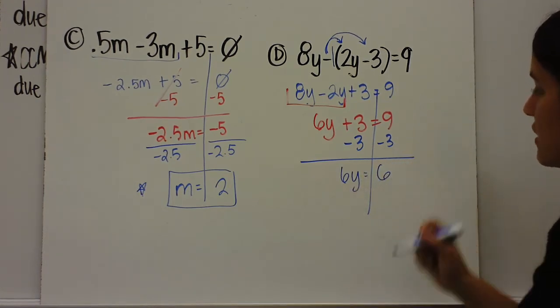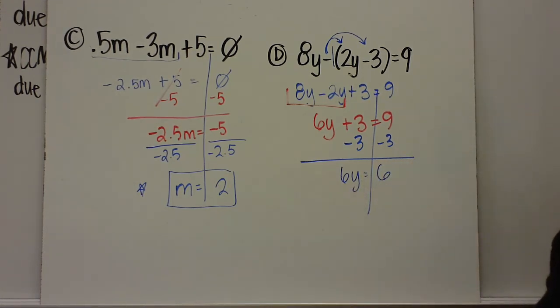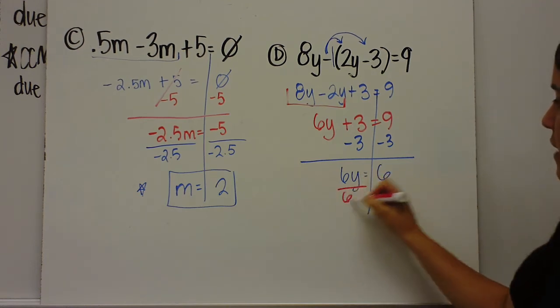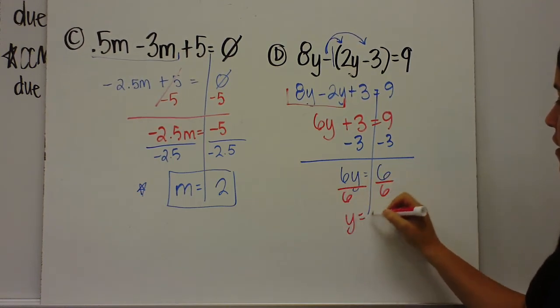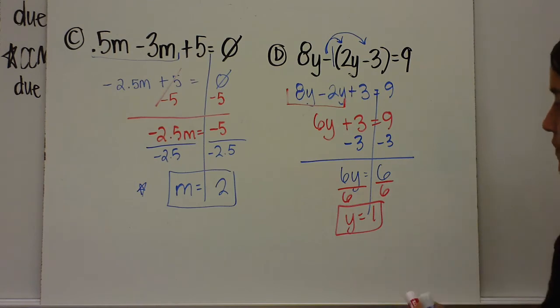9 minus 3 is 6. Then I'm going to divide both sides by 6. And y equals 1.